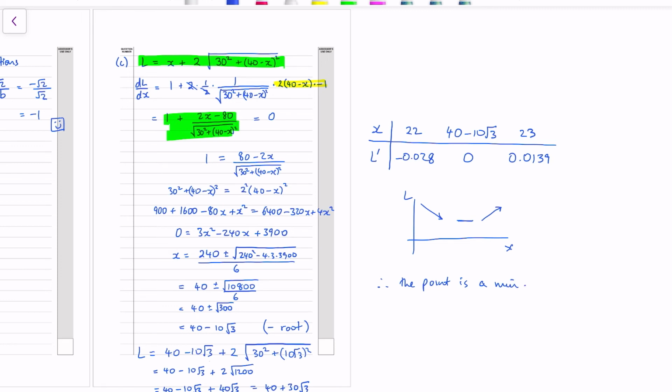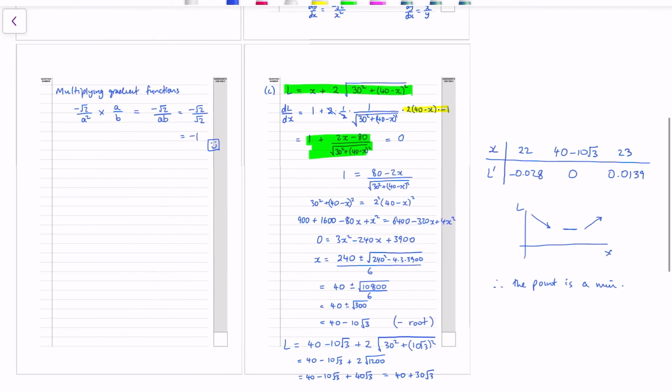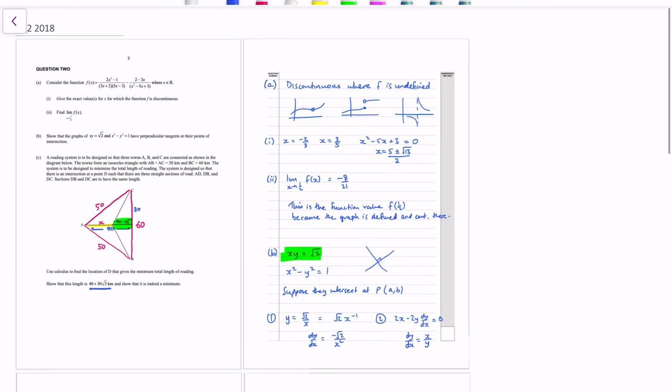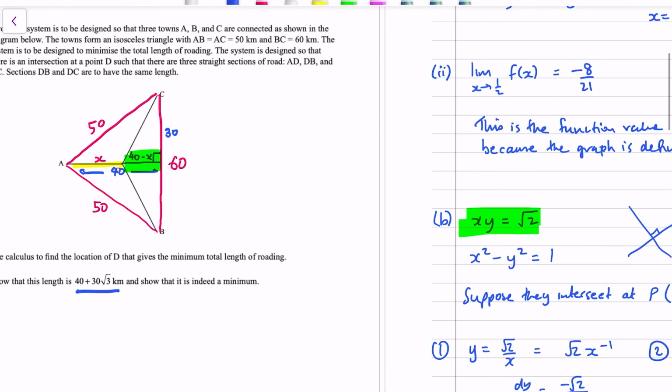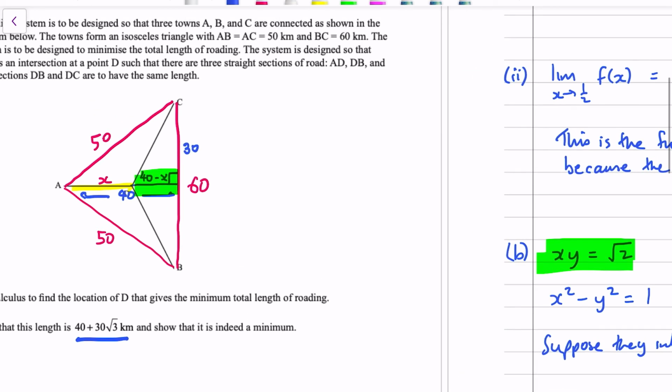Alrighty. I did say that we'd look at this in a different way. So if we start off with a diagram again, but this time I call this angle here theta and use trigonometry, so that's going to be my variable instead. It turns out quite a tidy solution. So let's have a look.